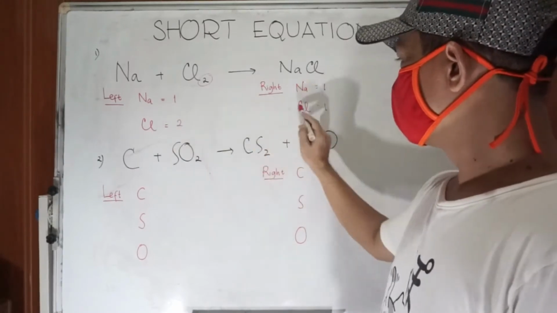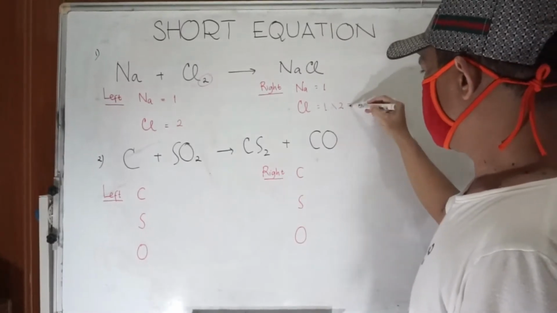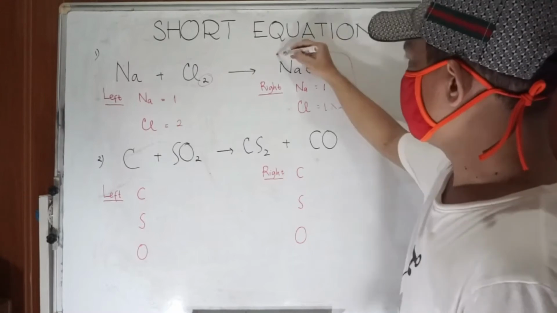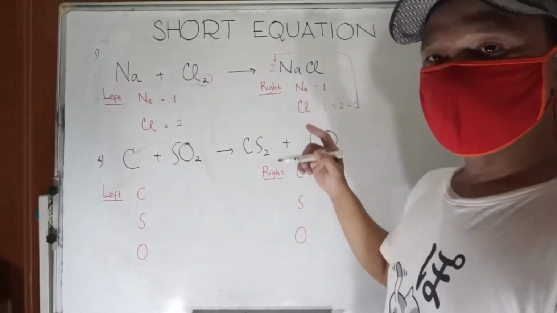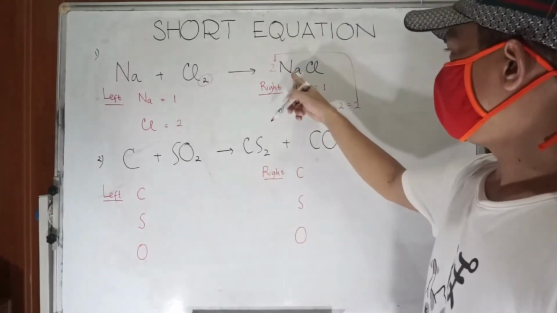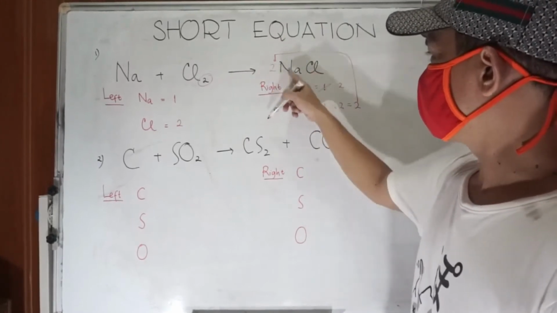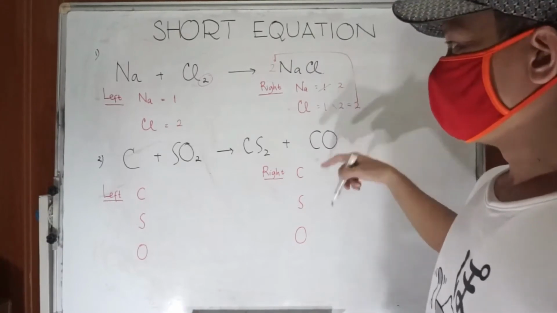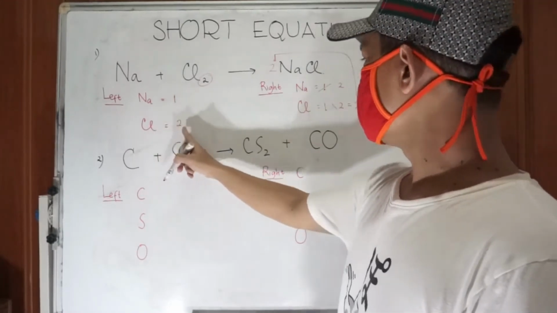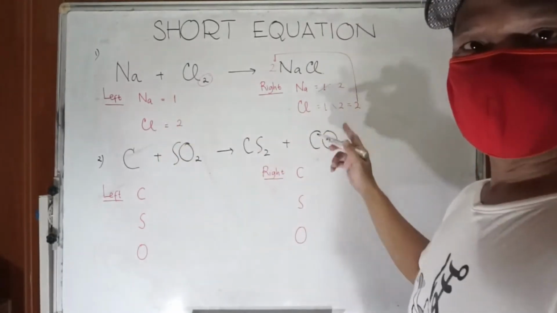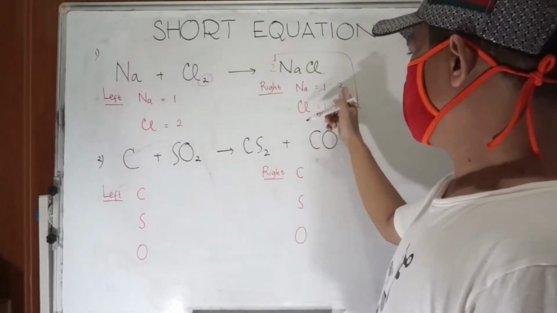How to make it balanced? Times by 2. Right? So times by 2 equal to. Automatically, here is 2. Okay? So, now the new composition and Na is 2. And Cl, 2 times 1, 2. Done. But for the left side, Cl2. For the right side, Cl2. Balance.